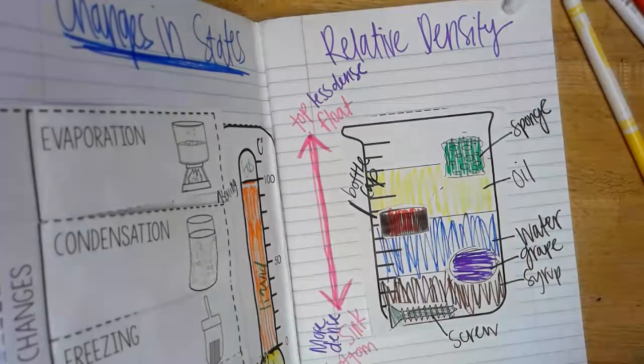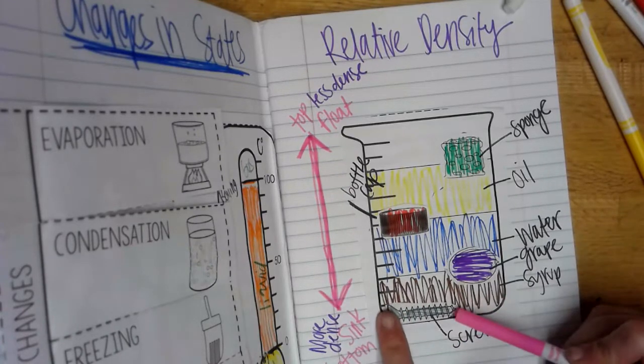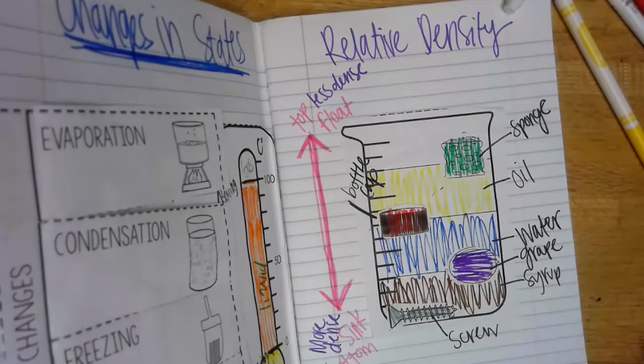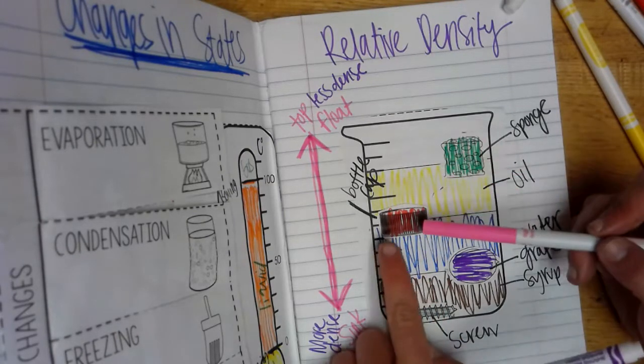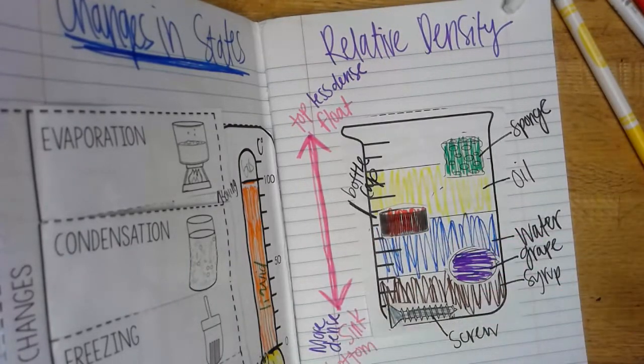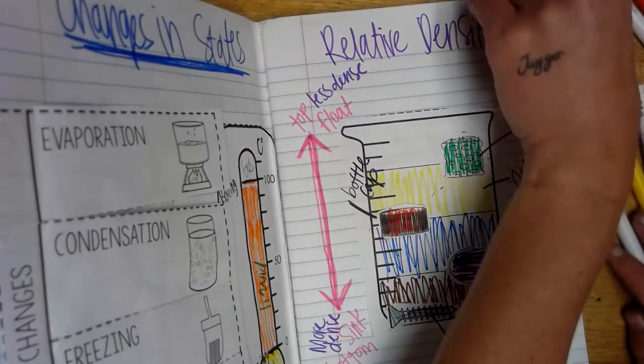So the most dense item in here would be the screw, because it's at the very bottom. The least dense would be the sponge, because it's at the very top. If I were to ask you what is more dense than the oil but less dense than the water, it would be the bottle cap, because it sinks in the oil but it floats on top of the water. Okay.